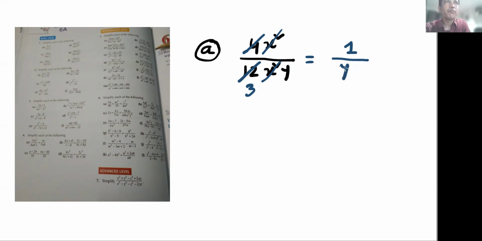Okay, got this point? So this is the simplified answer, but this is not all. We are having 3 here also, so 3 also we will need to take. So we are going to get 1 by 3y. Got this point? Similarly, let's check with the d.